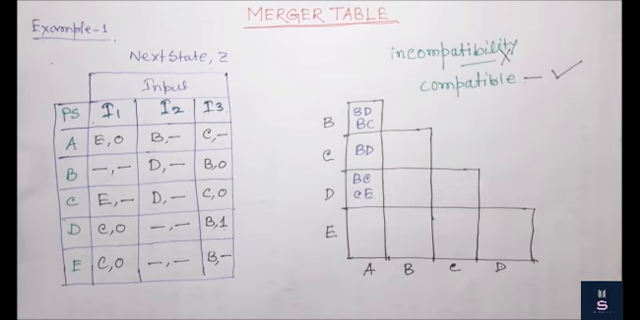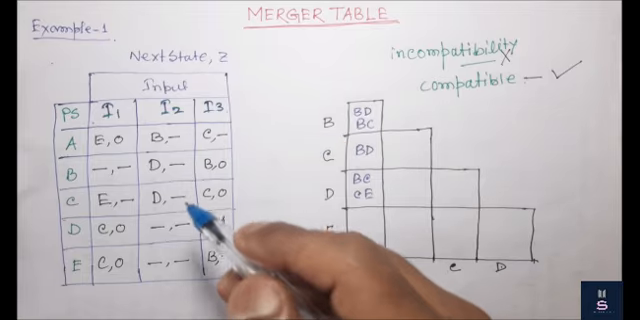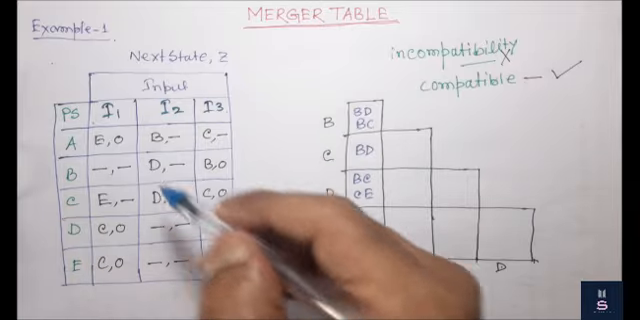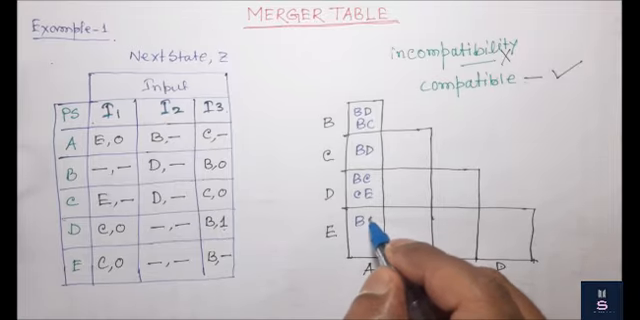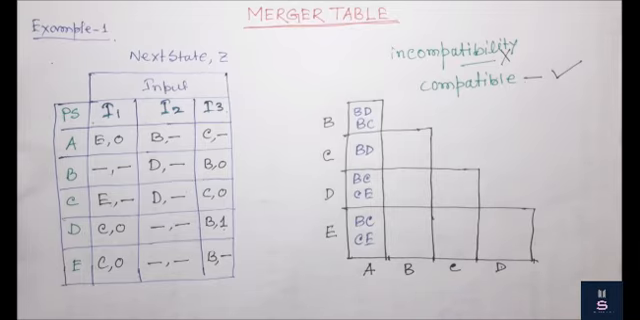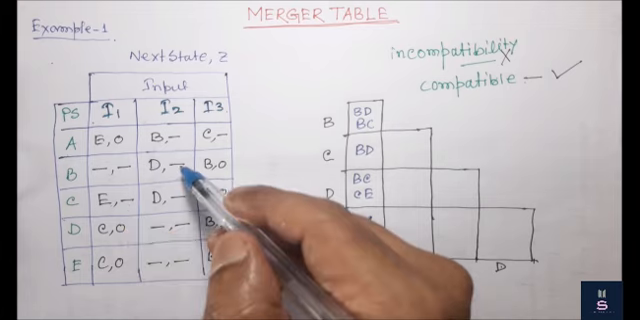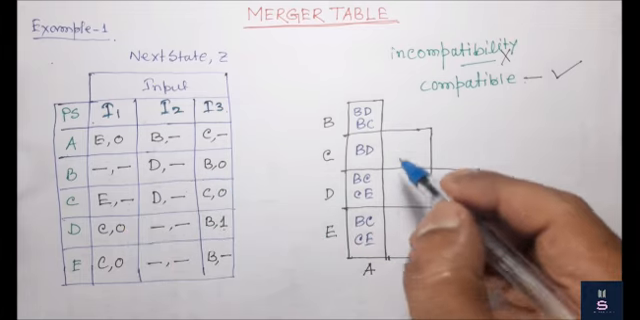Same thing we are doing in the form of a table. Now compare AE, output 0 0, don't care, no problem. Next state conflict, CE and BC, so we can write BC and CE. Okay, no problem. Now come to the next cell, that is BC. Compare BC, outputs don't care, don't care, 0 0. So only BC.